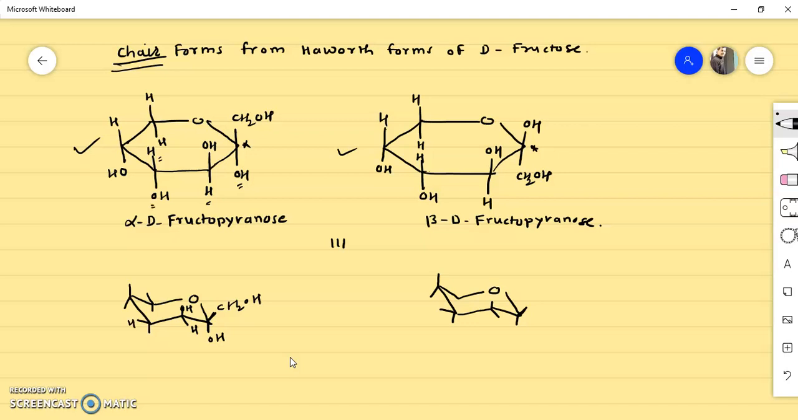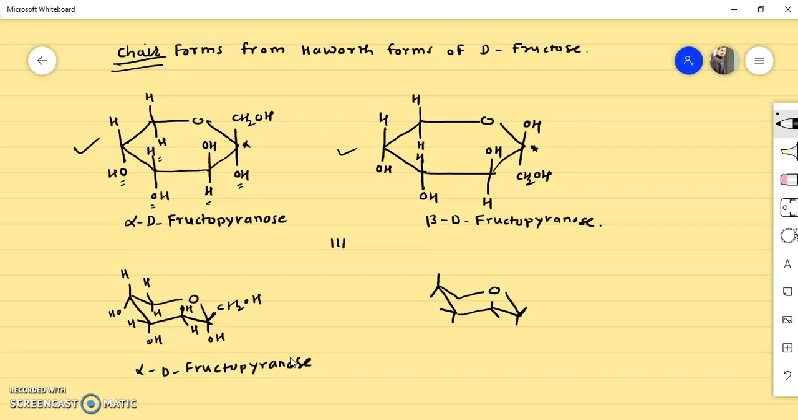This OH is below, so OH will be below. Similarly this OH is below, so it will be on equatorial position. Hydrogen is above, so it will be above, and these two hydrogens will be like this. So in this way this will be the chair form of this alpha D fructopyranose. It is very simple.